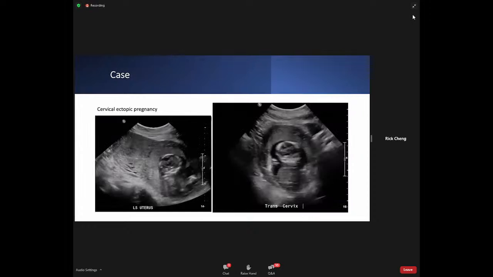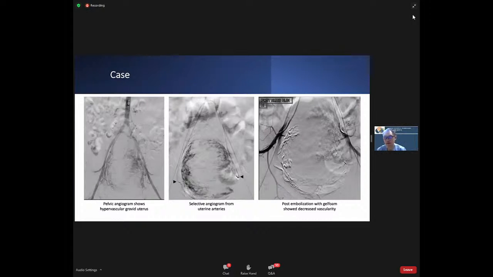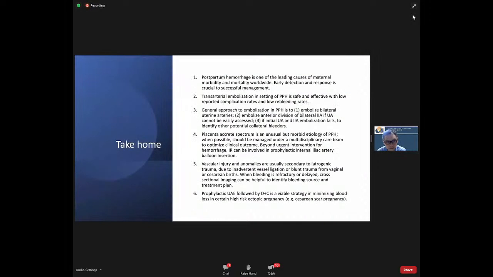I just have one last case to share today. This is actually an ectopic pregnancy, a cervical ectopic pregnancy, unfortunately discovered at 13 weeks. Due to the high risk of bleeding for termination, a prophylactic uterine artery embolization was performed prior to termination for this patient. The pelvic angiogram here shows a very hypervascular gravid uterus. The uterine arteries are selectively catheterized and embolized with gel foam with decreased vascularity at the end, and she successfully underwent an evacuation afterwards.